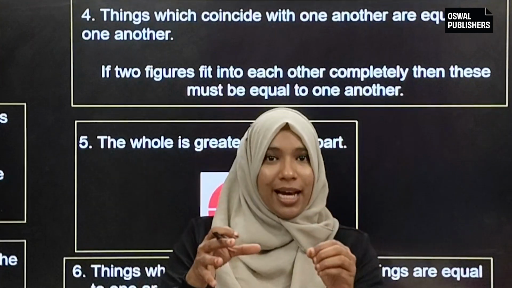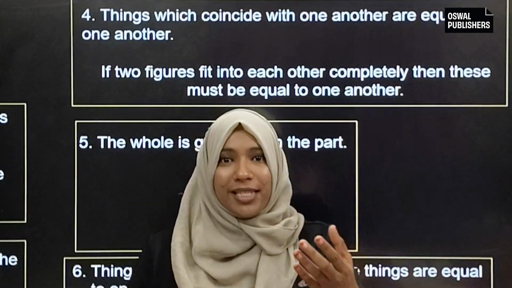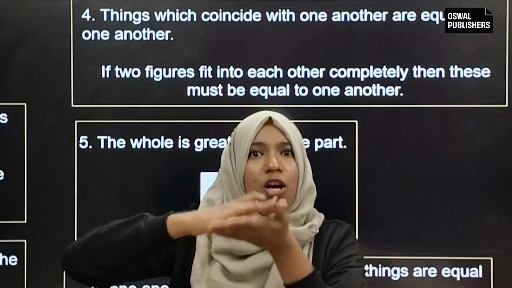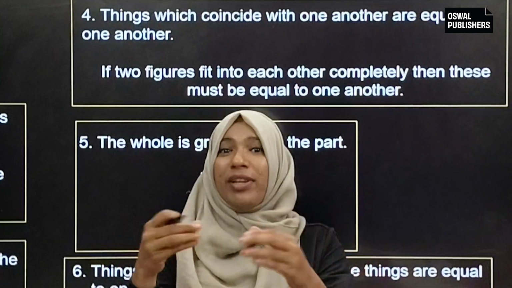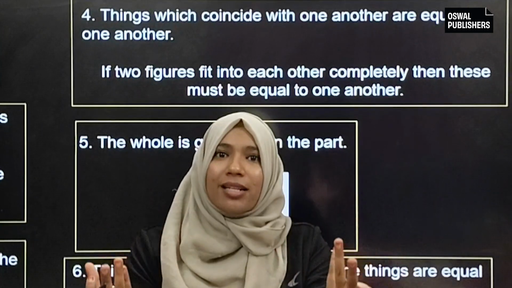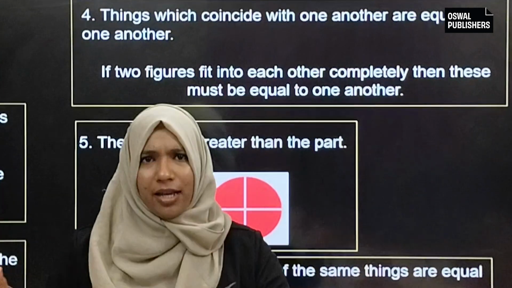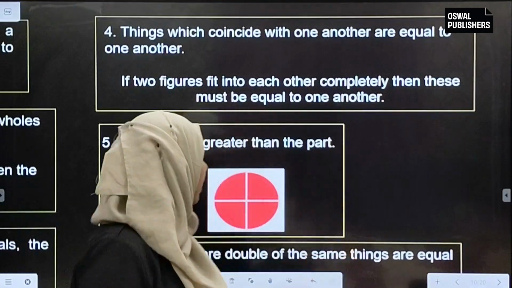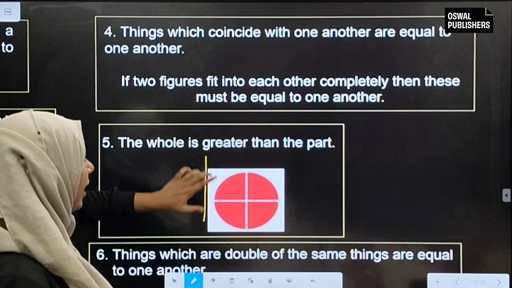This axiom means that if two figures or objects are placed on top of each other so that they match fixed with its size and shape, then we can say that they are equal to each other. That is the case. And the fifth axiom is, the whole is greater than the part.